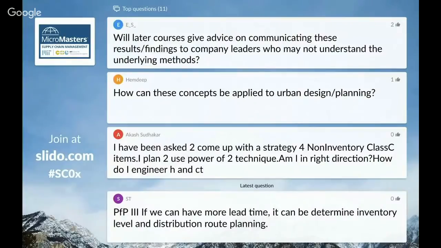So EF asks, will later courses give advice on communicating these results and findings to company leaders who may not understand the underlying methods? Not really. We think online education is awesome. It's the best way to learn everything you've learned so far in SC0X. And personally, online courses, video courses are horrible for teaching change management. And that's what you're talking about. How do I convince someone to make a change? And we talk about that. That's why we run boot camps.